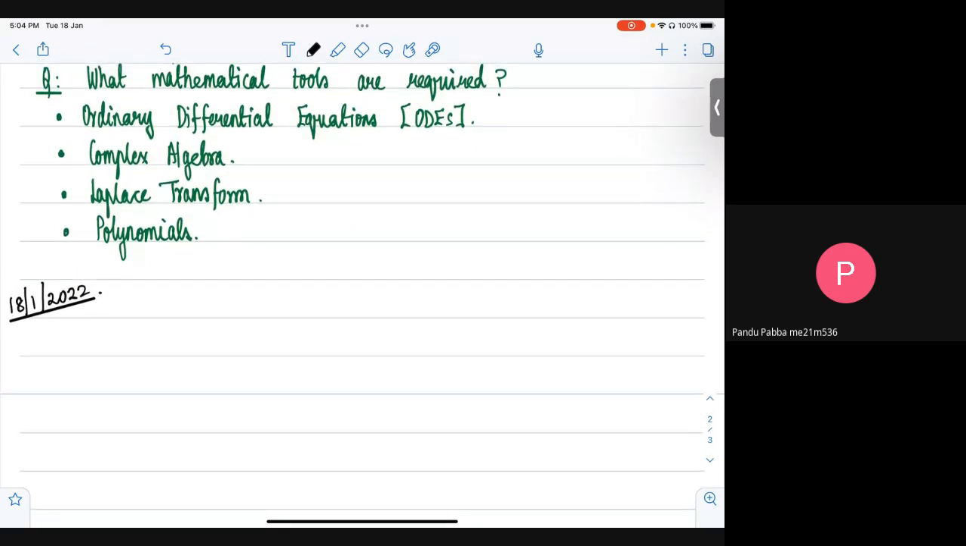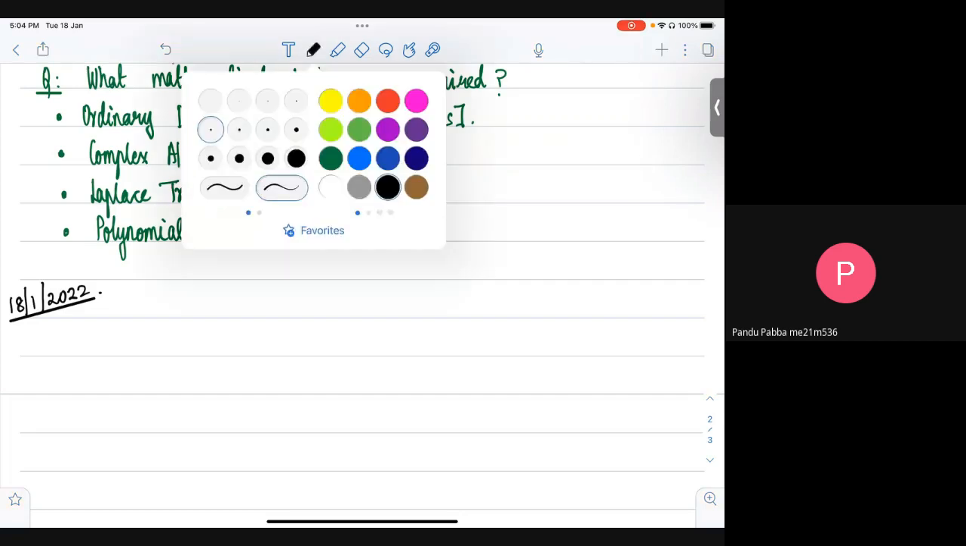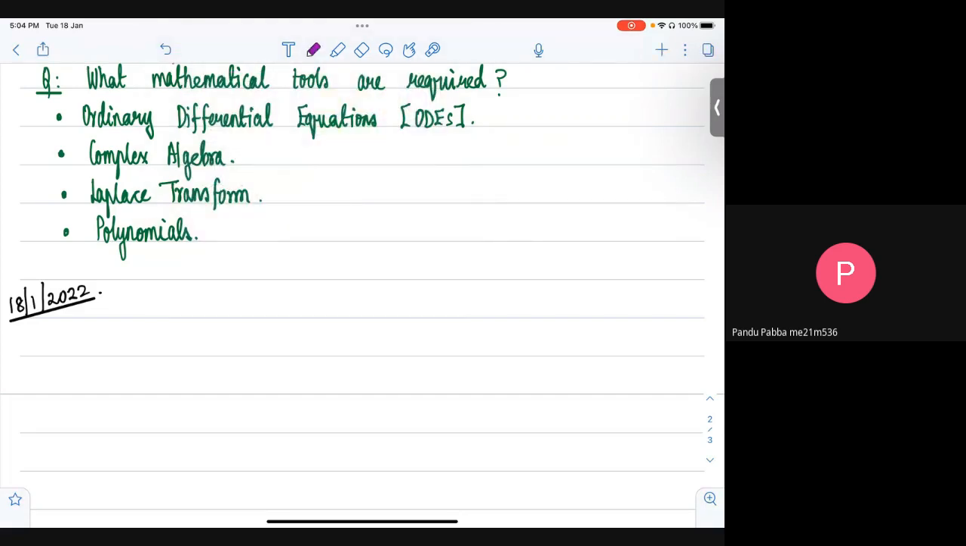And as I mentioned, I would be briefly collecting main concepts from these mathematical ideas as we go along. Okay, so that's something which I will do.